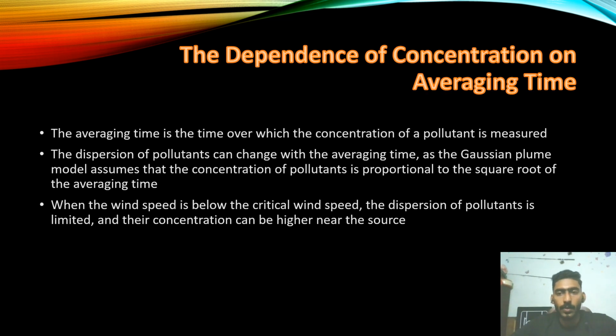The dependence of concentration on averaging time. The averaging time is the time over which the concentration of a pollutant is measured. The dispersion of pollutants can change with the averaging time, as the Gaussian-Plume model assumes that the concentration of pollutants is proportional to the square root of the averaging time. When the wind speed is below the critical wind speed, the dispersion of pollutants is limited and their concentration can be higher near the source.